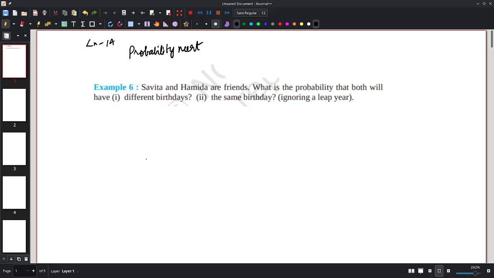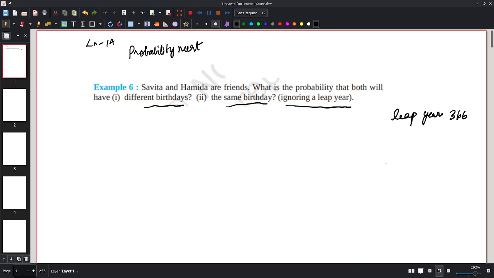The example 6. Savita and Hamida are friends. What is the probability that both will have different birthdays? This is the first question. The second question is what is the probability that both of them have the same birthday? And you should be ignoring the leap year because a leap year consists of 366 days, right?